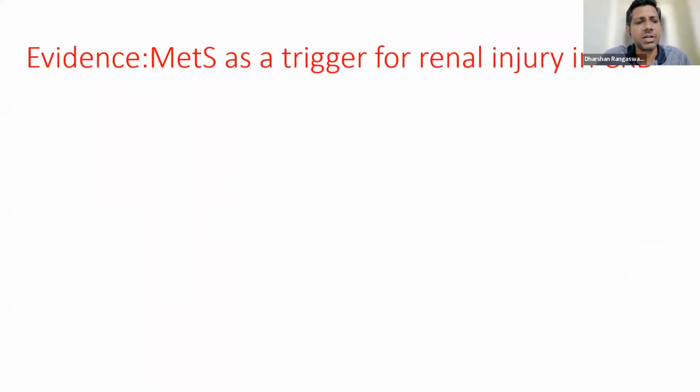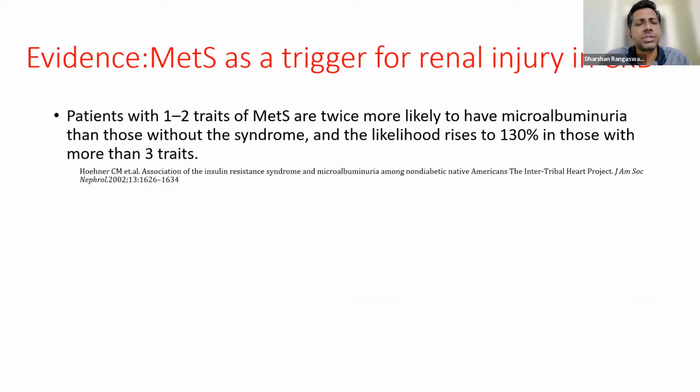Okay, we heard about how metabolic syndrome contributes to cardiovascular disease. I'll just touch upon how metabolic syndrome acts as a trigger for renal injury in chronic kidney disease. Patients with 1 or 2 traits of metabolic syndrome are twice as likely to have microalbuminuria as those without the syndrome, and the likelihood rises to more than 100% in those having 3 or more traits. We saw that the metabolic syndrome has 5 traits, and presence of even a single trait contributes to an increased risk of microalbuminuria and a reduced GFR, and this has been very well proven as early as 2 decades ago.